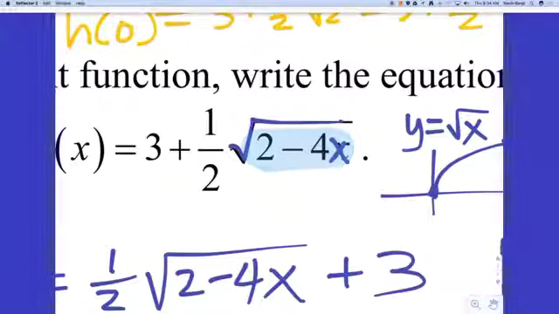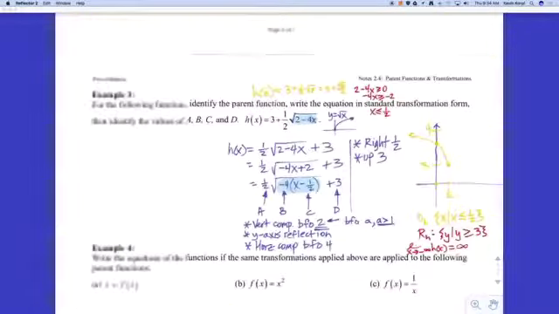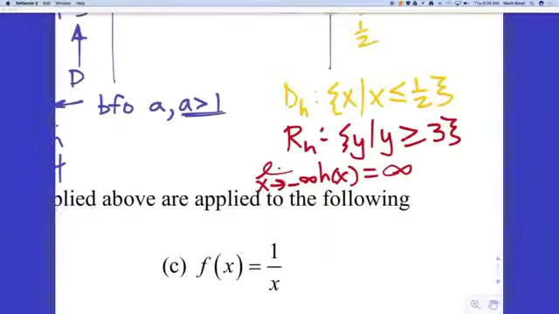What's negative infinity times negative 4? Negative times negative is positive. We get positive infinity. 4 times infinity is infinity. What's infinity plus 2? Infinity, right. What's the square root of infinity? Infinity. What's half of infinity? Infinity. And infinity plus 3 is infinity. Yeah, so you could also do it that way.